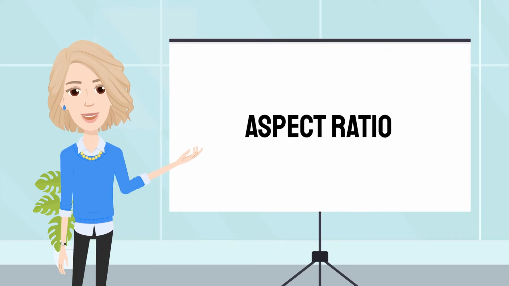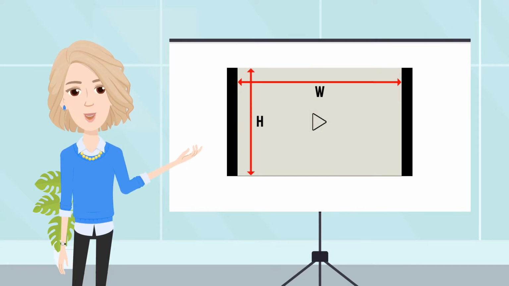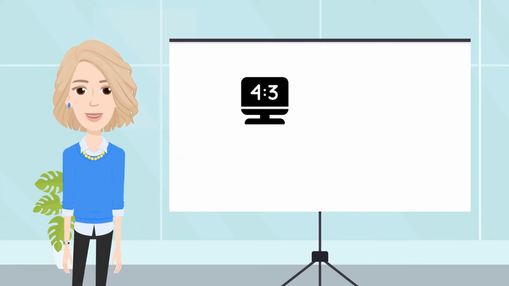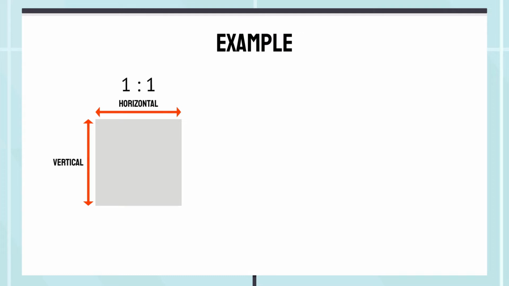What is aspect ratio? It is the ratio of the width to the height of the photos or videos. It's usually expressed as two numbers separated by a colon. Example: a 1:1 aspect ratio means that for every single unit of horizontal measurement, there is an equivalent of 1 unit of each vertical measurement.